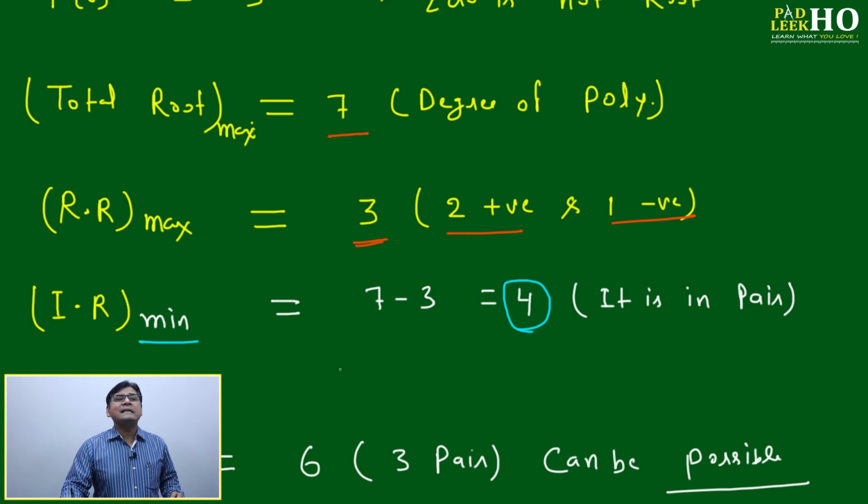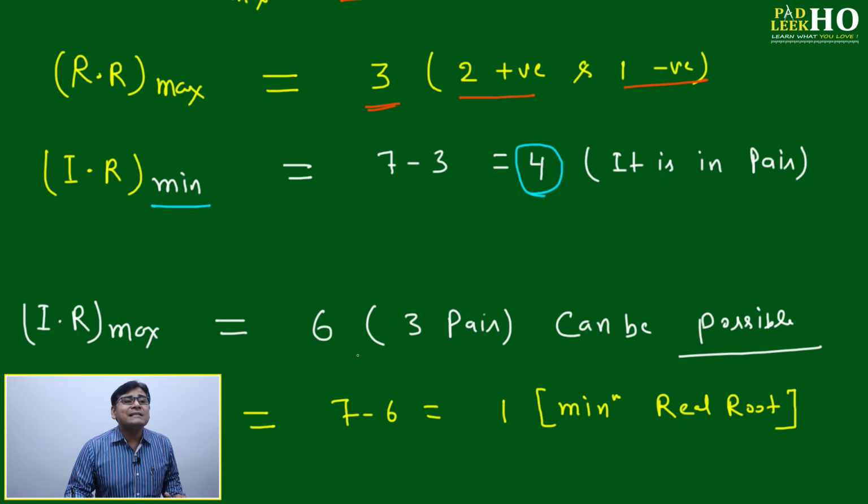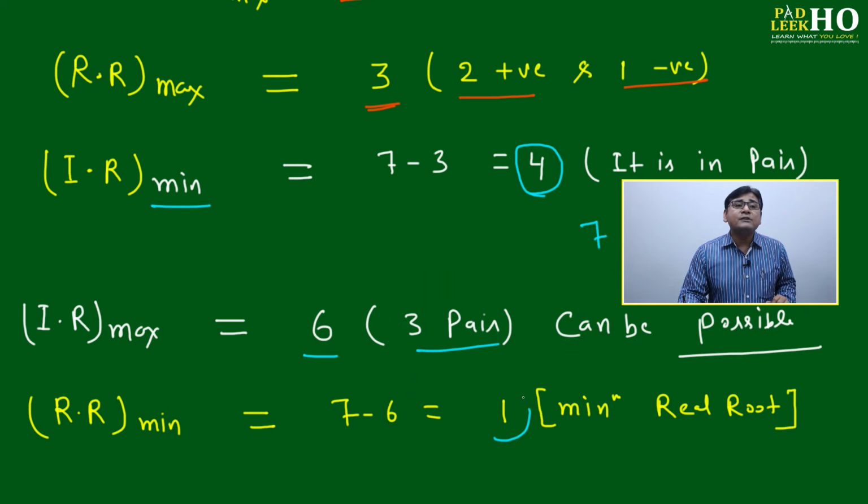Now let's think in the reverse way. Imaginary root maximum, how much is possible? 6. Because the total is 7 and they appear in pairs, the maximum it can go is 6. 3 pairs can be possible. Means real root minimum 1 is possible. Means a minimum of 1 real root will be certain.